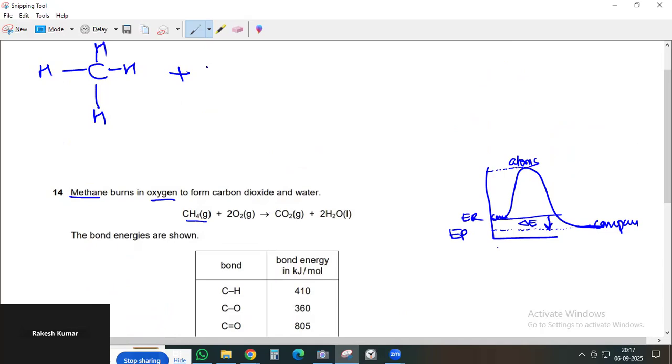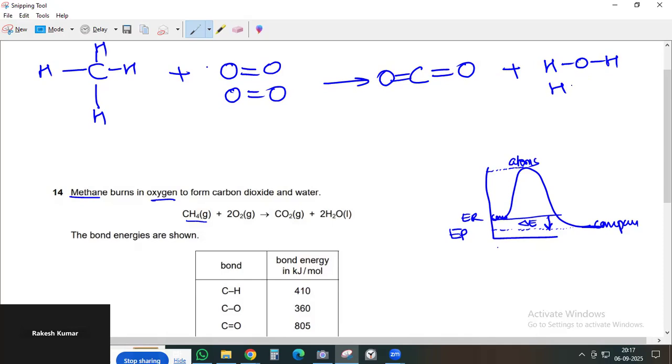Two oxygen. So you can write this as oxygen double bond oxygen, and another oxygen double bond oxygen. Don't write two, just write this. Then the CO double bond. You should know the structure of CO2. And this, H-O-H and H-O-H. Now what will happen? These will break. This will break. This will break. This will break. This will break. This will break.